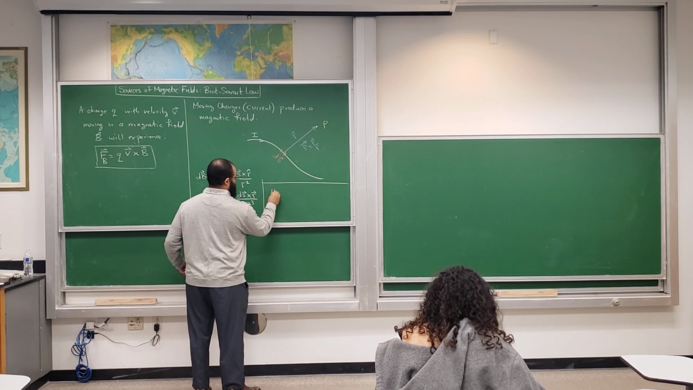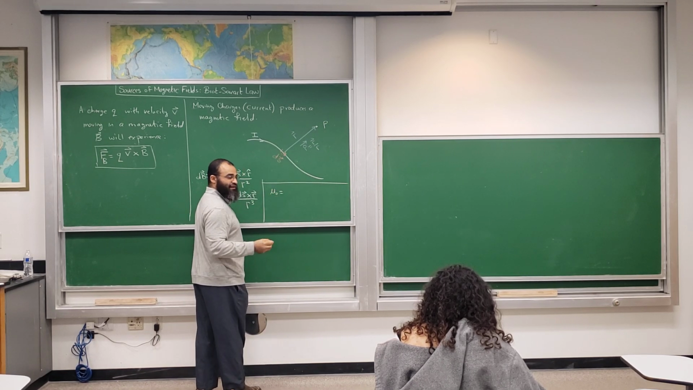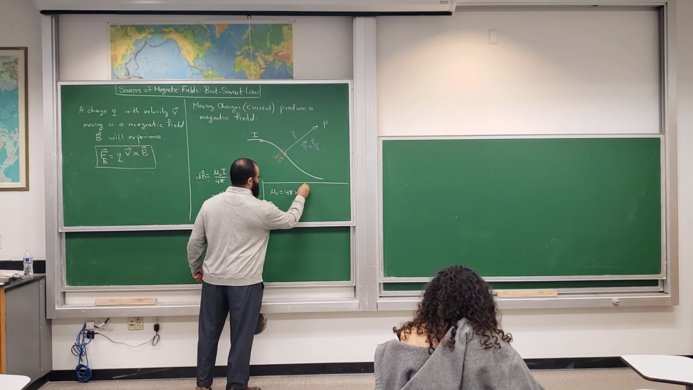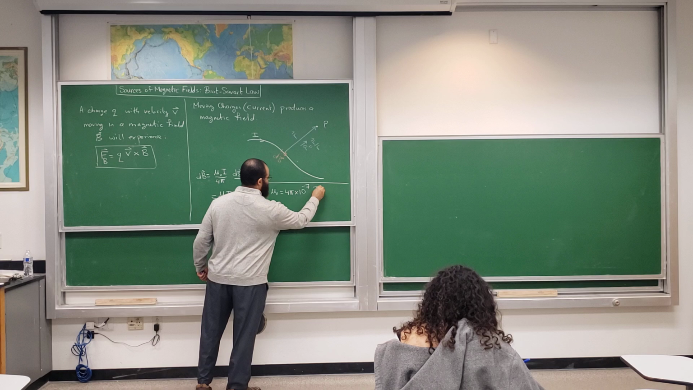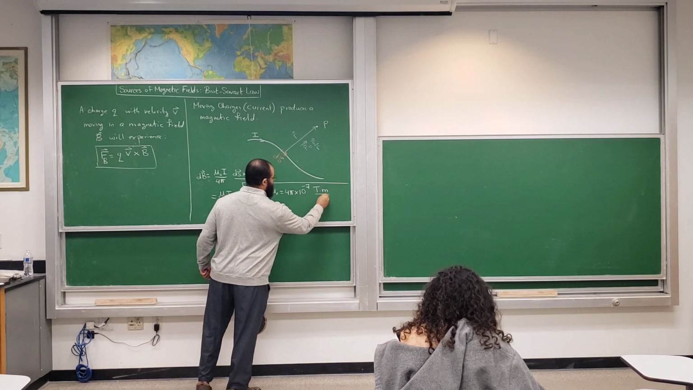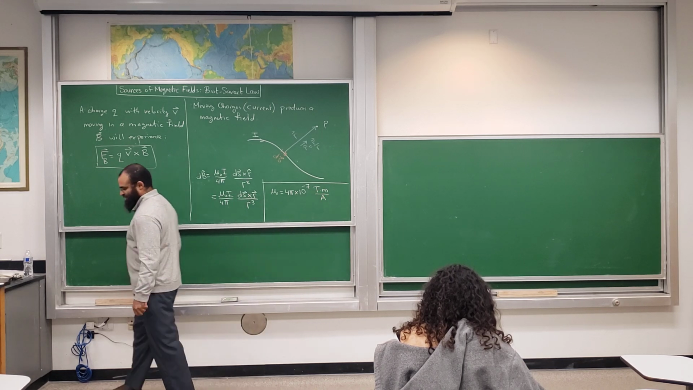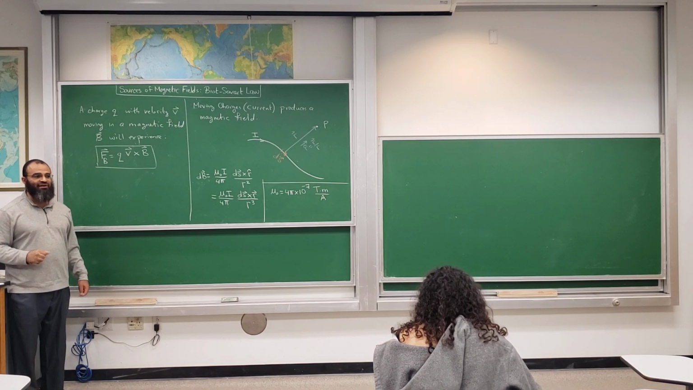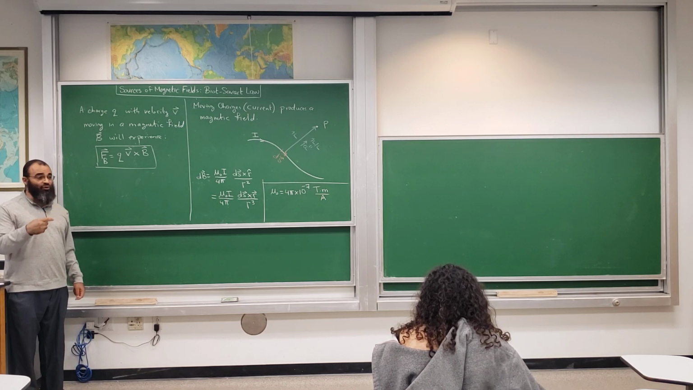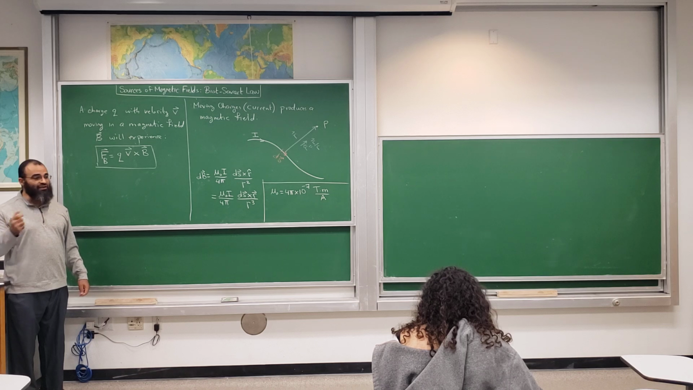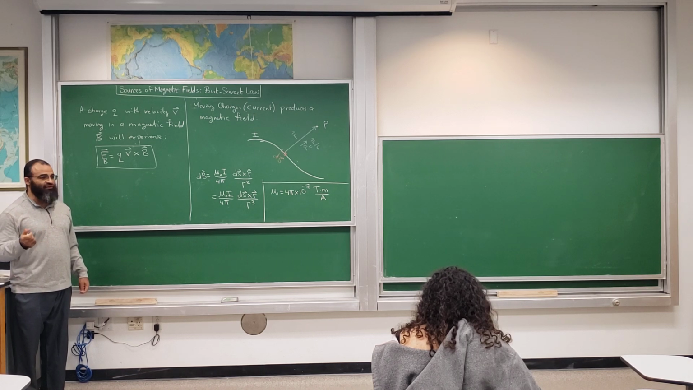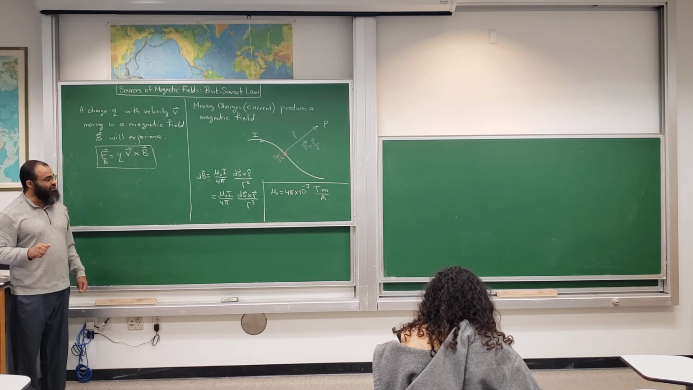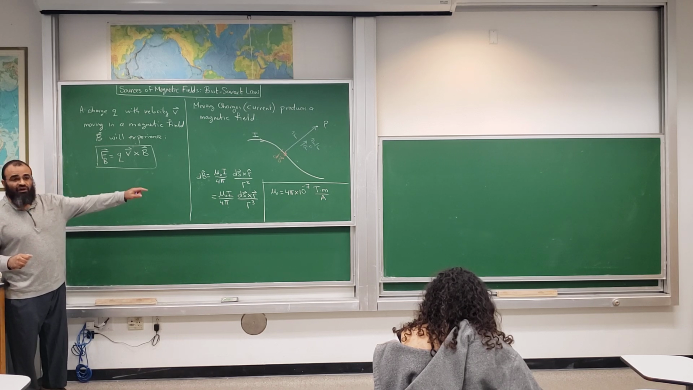Mu naught is exactly 4 pi times 10 to the minus 7 Tesla meters per ampere. That's the magnitude of mu naught. We will see that epsilon naught and mu naught together are actually related in some way to the speed of light. We'll come back to that, but for now, this is mu naught.